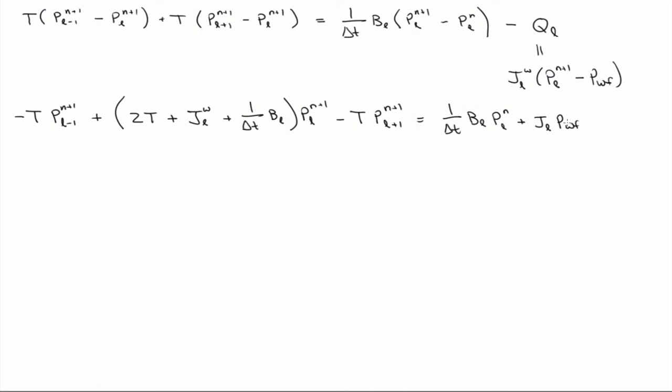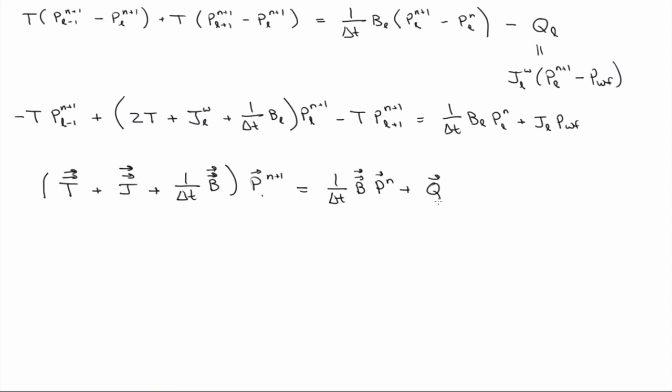Okay, so the P n plus 1s are the ones we're solving for. Everything on the right-hand side we know, right? We know the pressure at time n, and for a constant bottom hole pressure well, we would know the pressure at the wellbore. And so then in matrix form, we have just this small modification to our implicit equation.